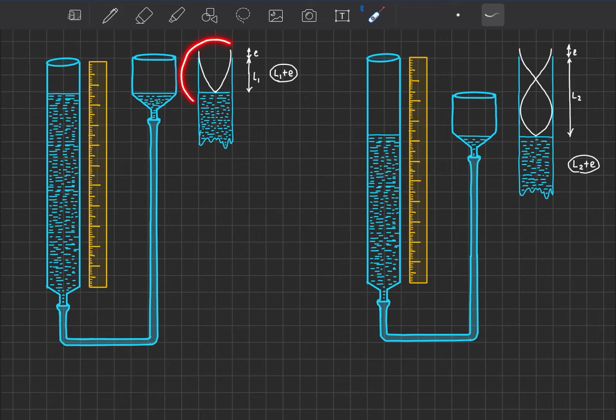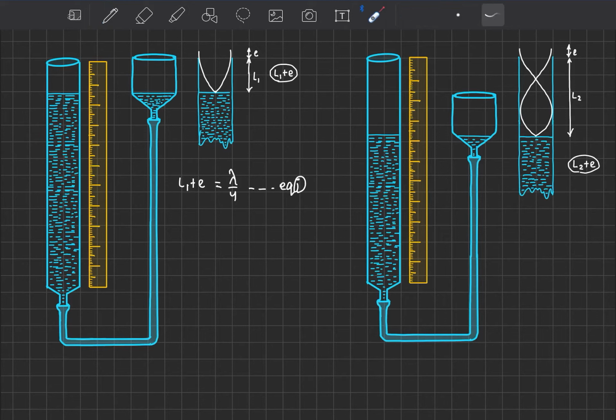So we have drawn the diagram here, and let's say the displacement antinode or the pressure node is E distance above the open end, and the length we got from the meter scale, let's say that is L1. So from here we know that this L1 plus E will give us the first standing wave formation criteria, right? So this L1 plus E will be equal to lambda by 4, which is the condition for the first standing wave. This is one equation we got. So let's write it, equation 1.